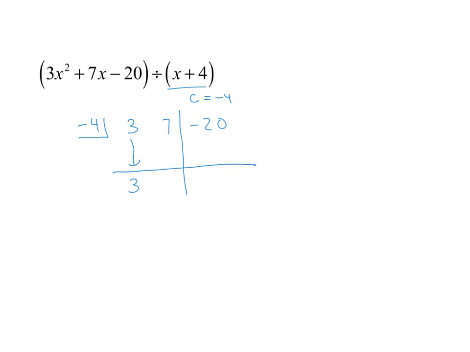I multiply the number in the box by the number below the line. So -4 times 3 is -12. Then I add 7 plus -12. I get -5. I multiply -4 times -5. I get 20. I add -20 plus 20. I get 0. That's my remainder, my constant, my x, and so on. So my answer, the quotient, is going to be 3x minus 5, and this time no remainder, which tells us that x plus 4 is a factor of that polynomial.